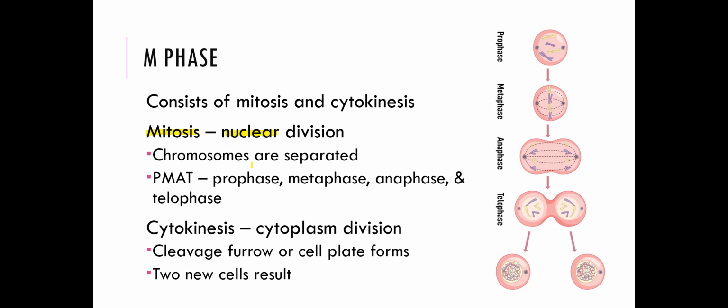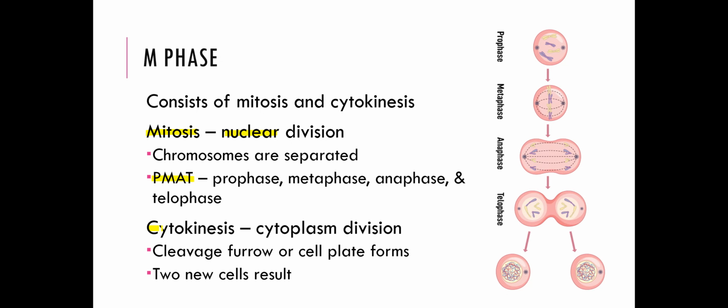This is where we divide those chromosomes that have been doubled, and it involves PMAT. Okay, mitosis is PMAT, PMAT is mitosis. You need to understand that. Mitosis is PMAT, PMAT is mitosis.